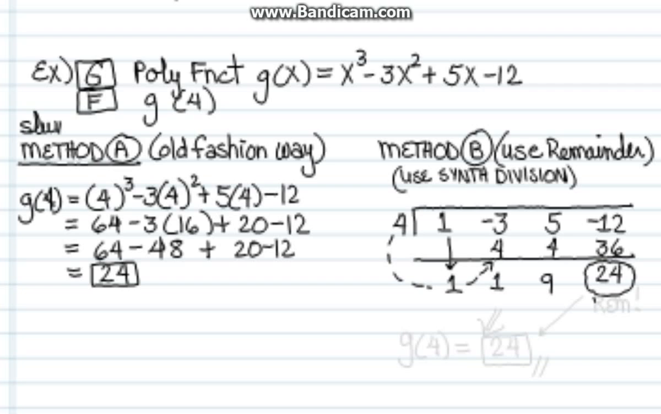Now, the remainder theorem says since we divided the polynomial g by 4, that remainder, 24, is the value g of 4. So we conclude by stating that g of 4 is equal to our remainder, 24, according to the remainder theorem.